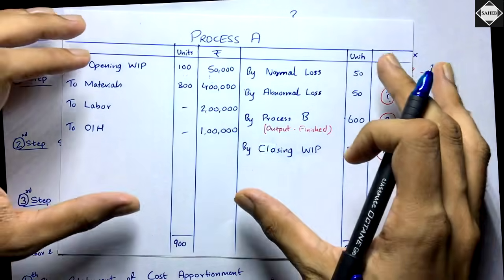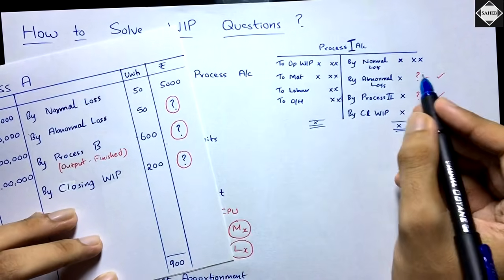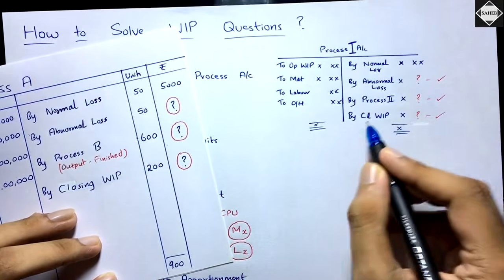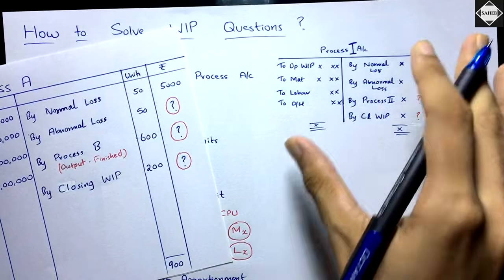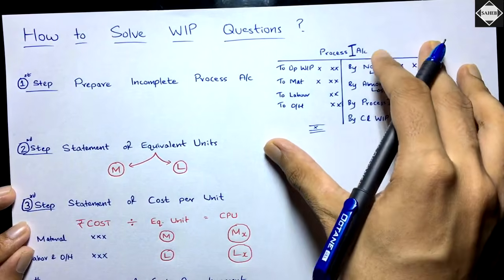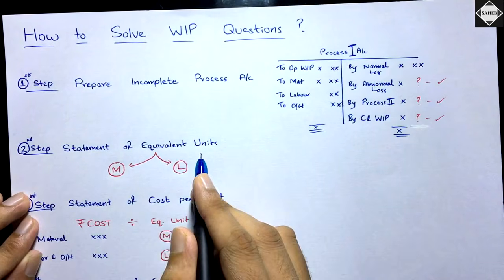Fine, so you will do till here. You will do everything that is there. You will leave these three different spaces: abnormal loss, process 2, I mean the output, and the closing WIP. These three different valuations you have to do. You will stop at that. You will pause your process account. And then, second step, you will prepare the statement of equivalent units.